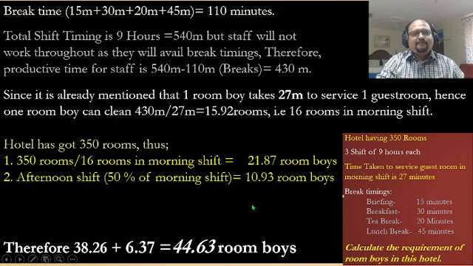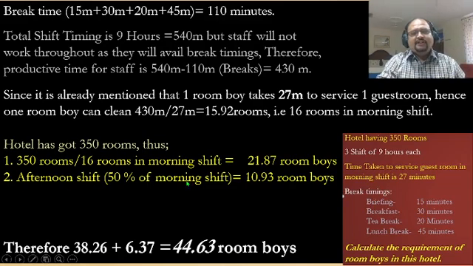So for second shift or the afternoon shift, usually it is not compulsory. We can assume on the basis of the experience of the housekeeper, this may vary from hotel to hotel. Now in this given condition, let the housekeeper assume that whatever is the number of room boys required in the morning shift, you need 50% of that in the afternoon shift. And in that case, you can see here on the screen, it is 10.93 room boys for afternoon shift.